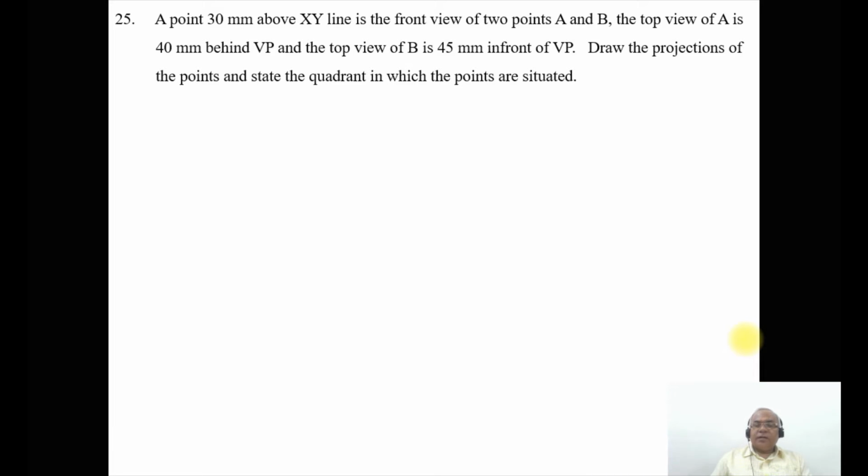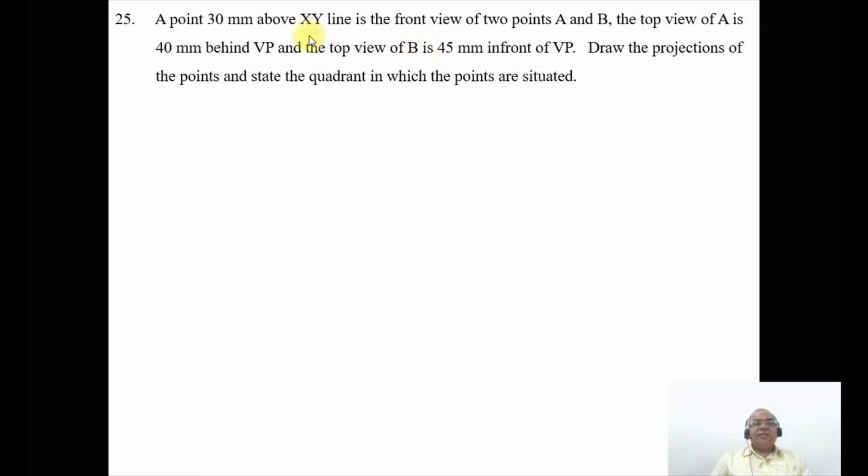Now in this video we are going to take up one more problem on projections of points. It is a combination of quadrants. The problem reads: a point 30 mm above xy line is the front view of two points, capital A and capital B. The top view of A is 40 mm behind VP and the top view of B is 45 mm in front of VP. Draw the projections of the points and state the quadrant in which the points are situated.